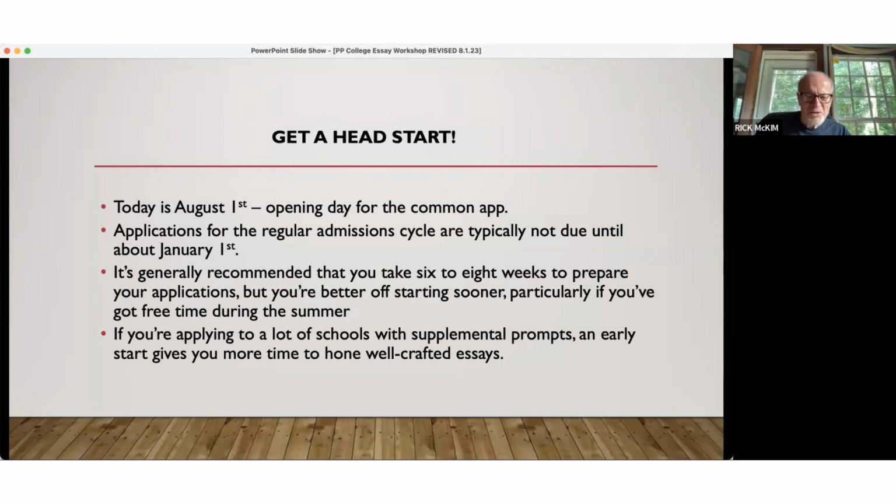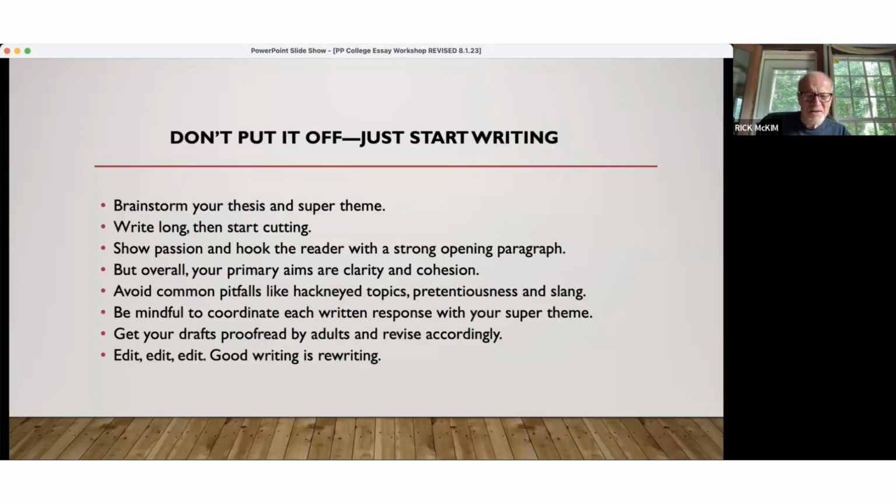If you're applying to a lot of schools with supplemental prompts, you need more time. So if you've got time this August with what's left of the summer, use it wisely, and you could hardly do better than using it to come up with an excellent personal essay. And our last slide there is a summary of the points we've made.